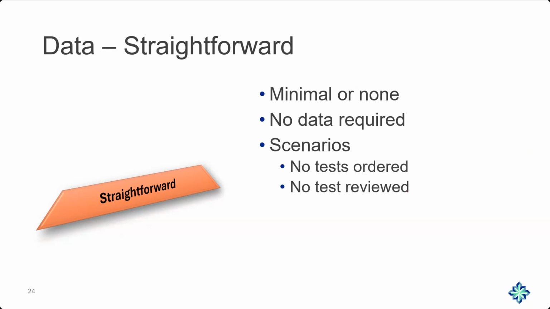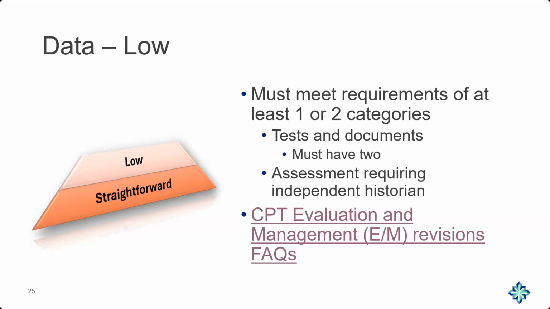Low is going to be just a little bit more, obviously. You do need to meet requirements of at least one of two of the categories for tests and documentation that are reviewed. That means you have to have at least two. There has to be that assessment requiring independent historians. So you have to meet those categories. We do get some FAQs on this. So AMA has actually also created an FAQ that I have included the link here that goes into some specific scenarios.